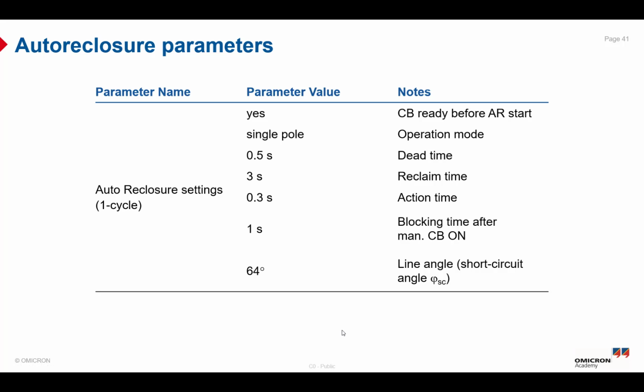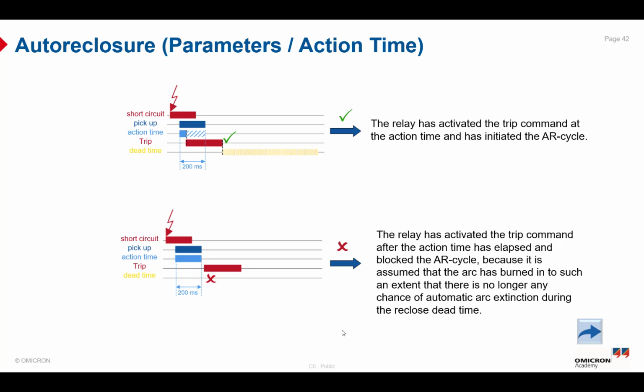And we will explain the meaning of all of these times to understand what's going on in the auto-reclosure logic. The first parameter we will talk about is the action time. As you can see here, the action time is equal to 200 milliseconds, and in this action time the relay should issue a trip command to trip the circuit breaker and isolate the fault. So in the first scenario here, the relay has activated the trip command within the action time and initiated the AR cycle, so all is okay.